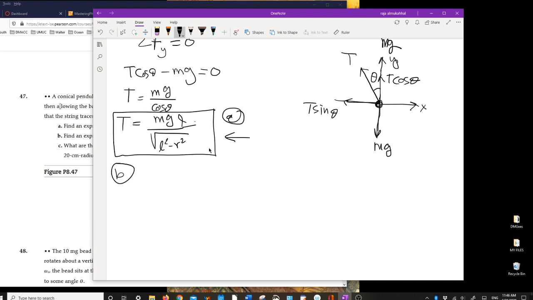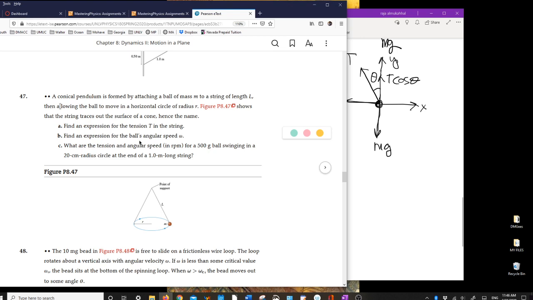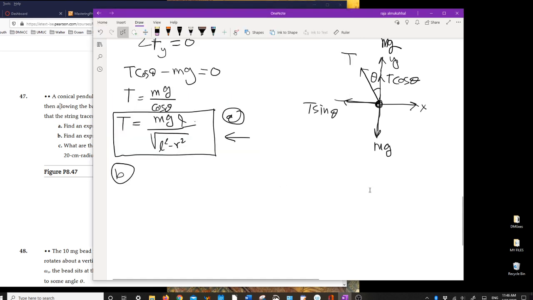Now let's do part B. He says, find an expression for the ball's angular speed, omega. So now let me go to the sum of the forces in the x direction. In the x direction, it's moving, so you have a centripetal acceleration, so that will be mv squared over r, or maybe I could write it as m omega squared r. Why omega? Because he wants omega, so I'm going to write it in this form.